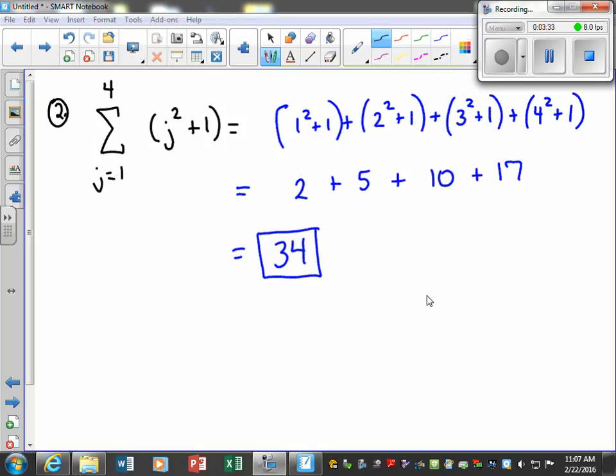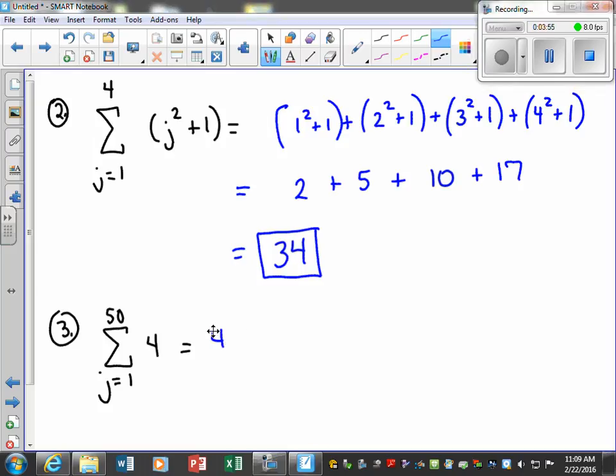All right, let's look at number 3. So j is equal to 1 to 50, just 4. So in this one, there's no variable here, so we were just going to have 4, and then that occurs 50 times, so you just get 4 times 50, which just simplifies to be 200.